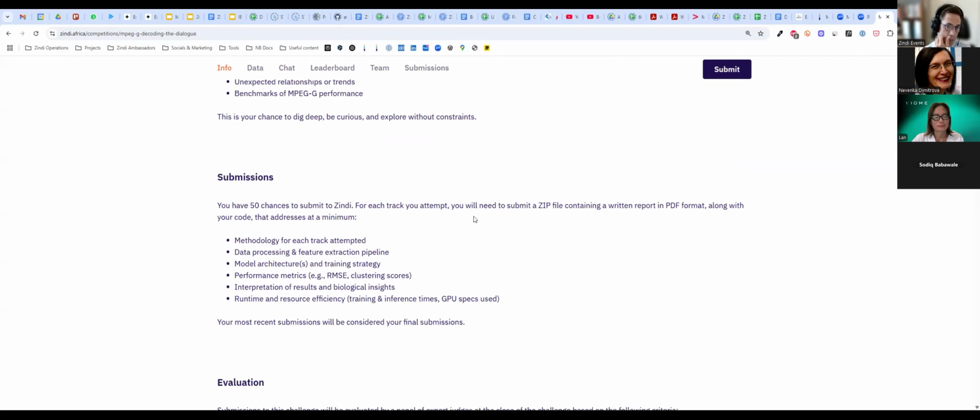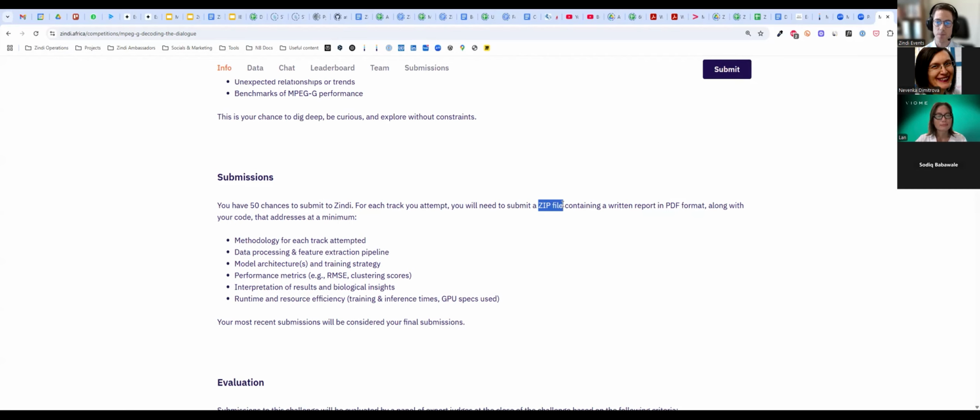So those are the tracks. When you are making submissions to Zindi, we have made up to 50 submissions available. For each track, we're asking you to submit a zip file. The format is important for Zindi. We only accept certain file types.